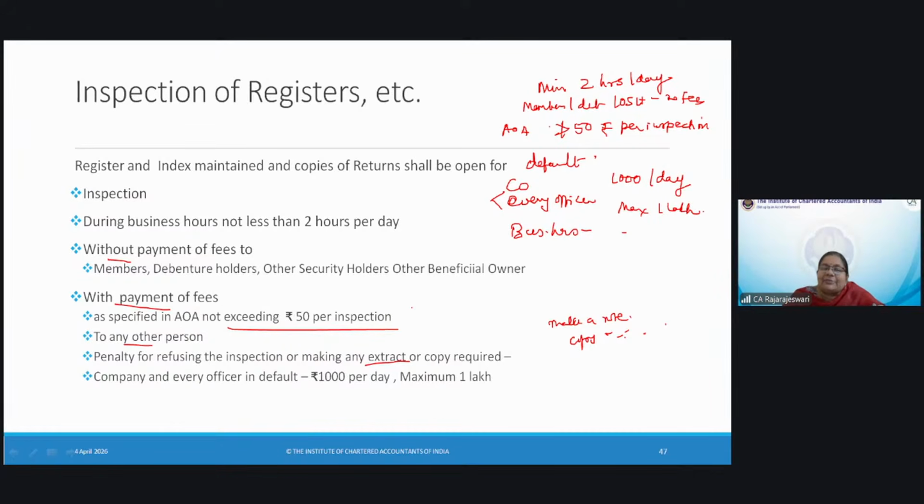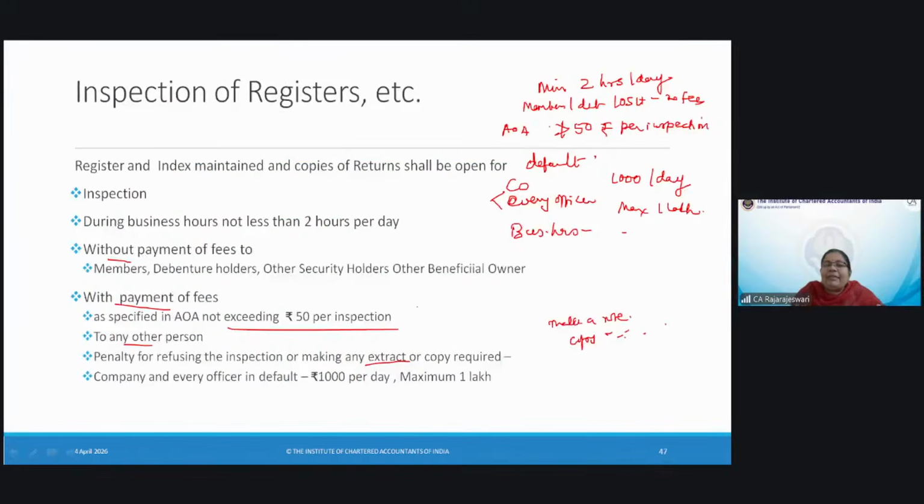Otherwise, if this is not specified, the company might charge 500 rupees or 5,000 rupees for inspection, so that people will not come to inspect because of the charge. So the Companies Act is very clear: the maximum cap is 50 rupees per inspection. Even if your articles specify more, the maximum amount to be collected is only 50 rupees per inspection. As specified in the AOA, not exceeding that, or the AOA may specify no charge for inspection for outsiders also. Then the company will not charge any fee for inspection.